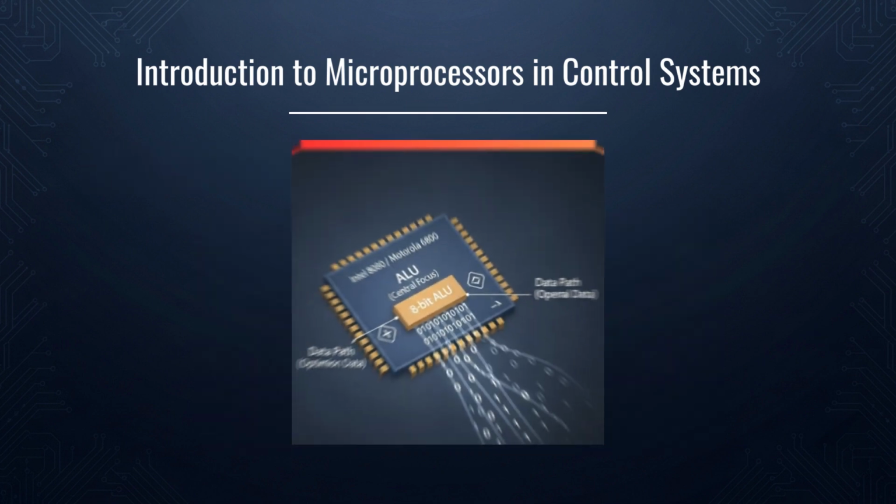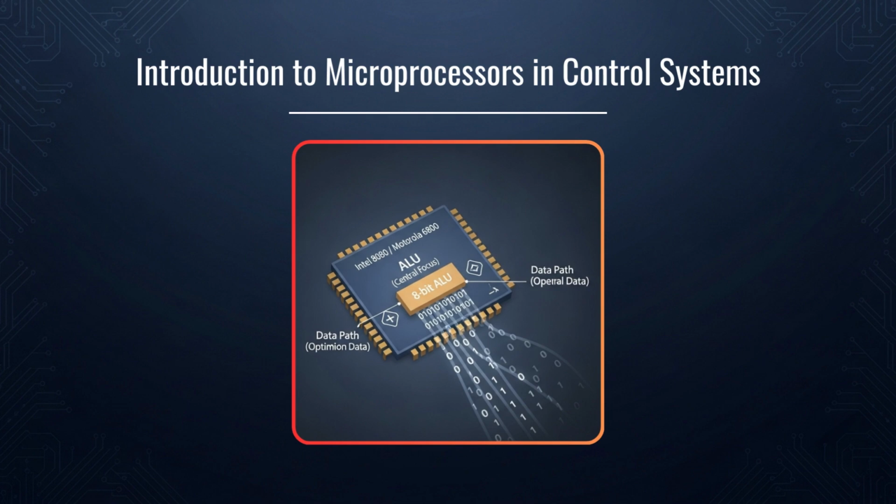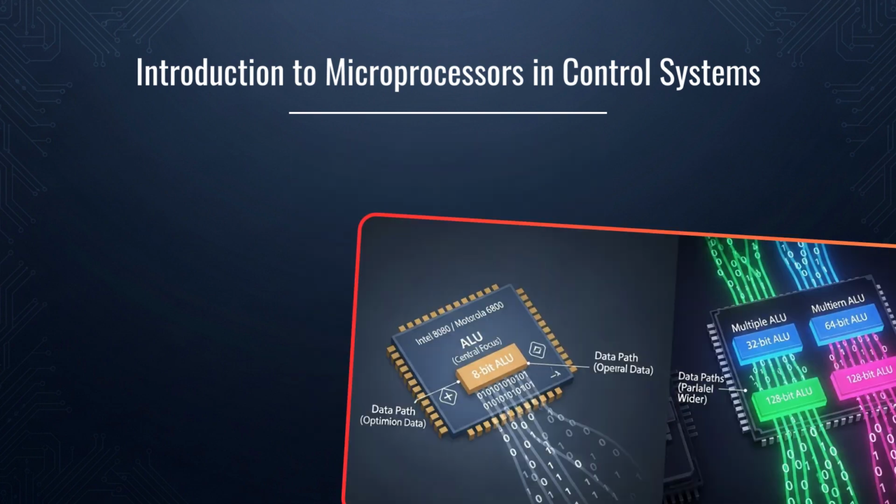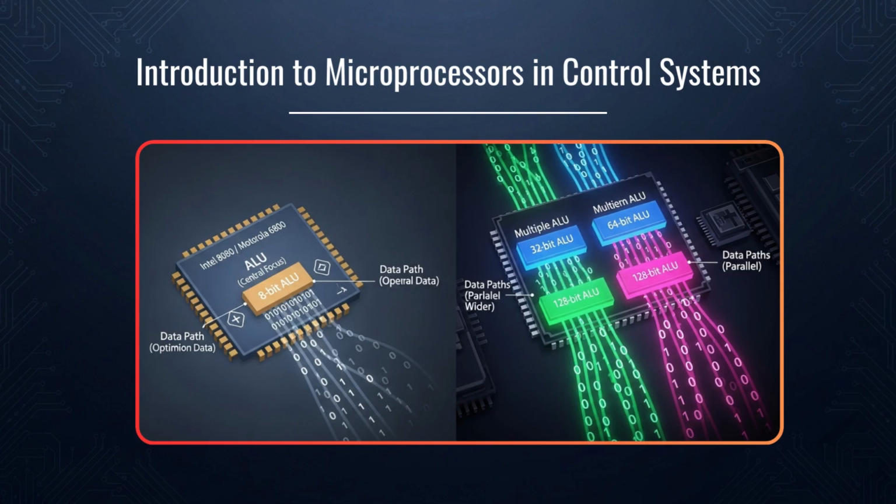In older processors like the Intel 8080 or Motorola 6800, the ALU was simple and worked on 8-bit data. In modern CPUs, ALUs can handle 32-bit, 64-bit, or even 128-bit operations, and many chips contain multiple ALUs working in parallel to boost performance.